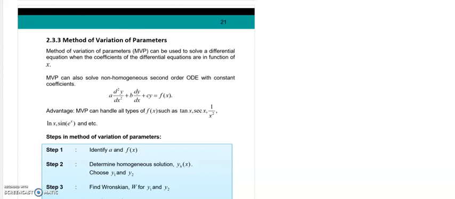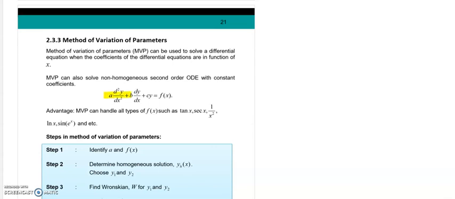All right, so in this video we are going to discuss the second method to solve the second order non-homogeneous equation. If you can recall, before this we stopped at the method of undetermined coefficient. But somehow the method of undetermined coefficient has limitations, right?